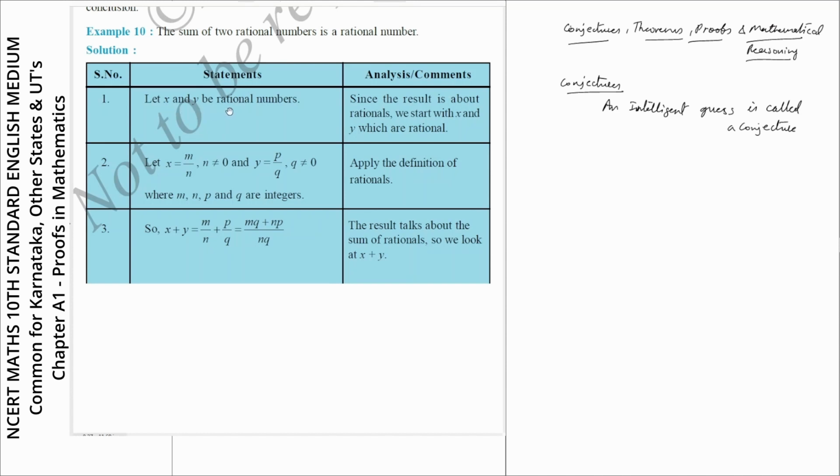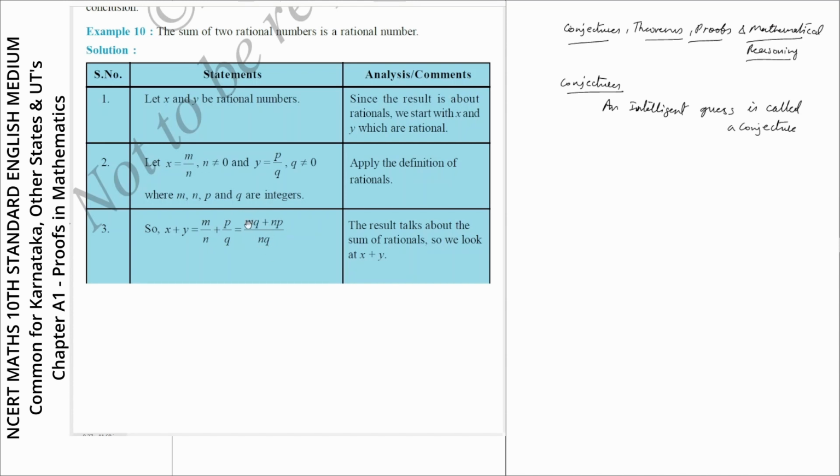So let x and y be rational numbers. Rational numbers means numbers in the form of p by q, where p and q both are integers and q is not equal to 0. So x they have taken as m by n, where n is not equal to 0, and y they have taken as p by q, where q is not equal to 0. When we add, x plus y is equal to m by n plus p by q. The LCM of n and q is nq. So in the numerator, we get m into q, and here we get n into p. So mq plus np divided by nq.